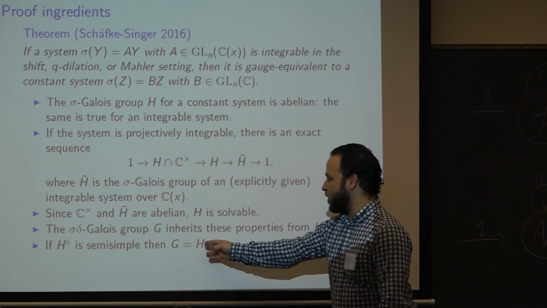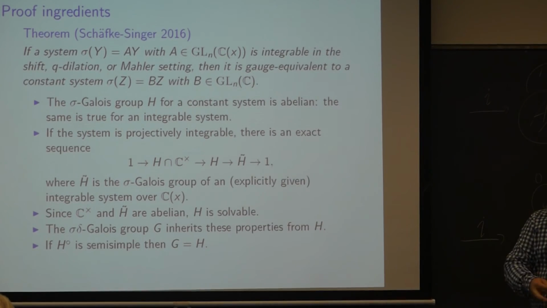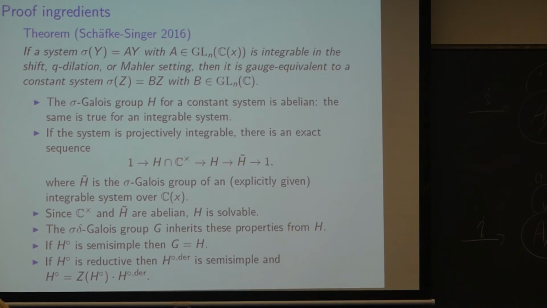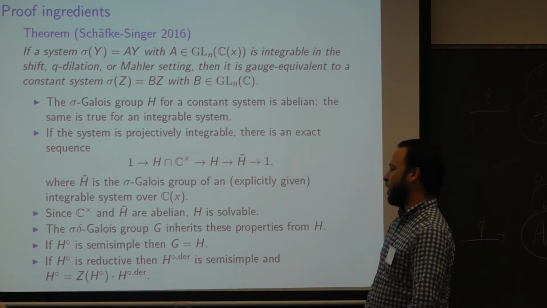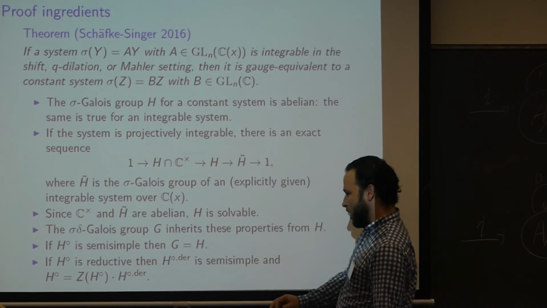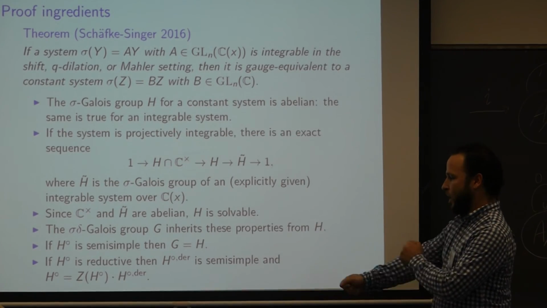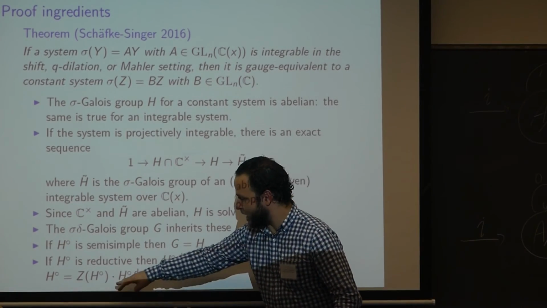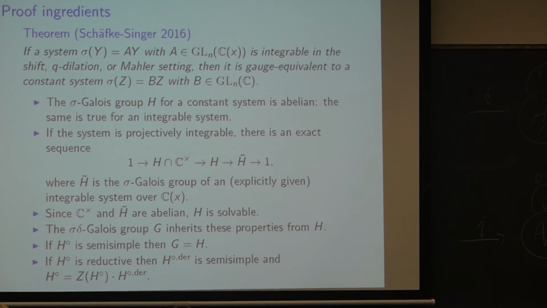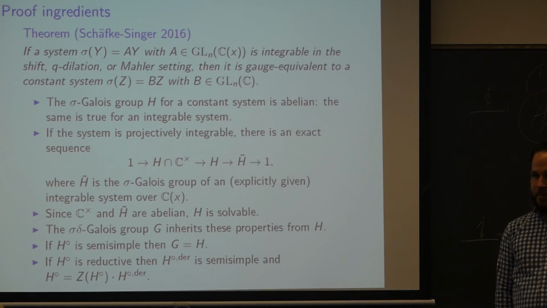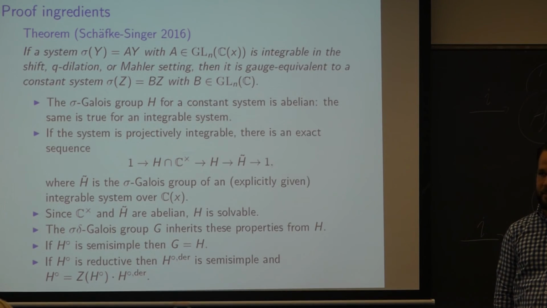So that argument, you can carry it out with multiple factors at the same time, with some work. And then to get to the result, if the connected component is reductive, then the derived subgroup is semi-simple, and you can again show that this semi-simple group has to be big. So I think I'll end there. Thank you very much for your time. Are there questions?